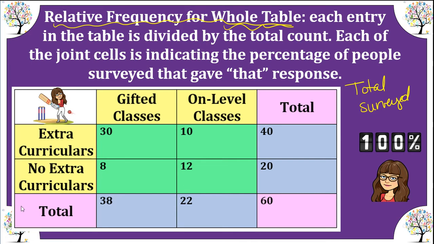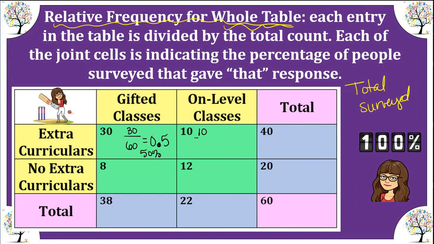So let's take a look, and of course, let's use a calculator, and let's find the relative frequency for the whole table. So I had 30 people that were gifted and take extracurricular divided by 60. Of course, that's going to be 1/2, and we can make these decimals. But then we want a percent, so we're going to say 50%. Sometimes they may leave it as a decimal, so just be prepared.